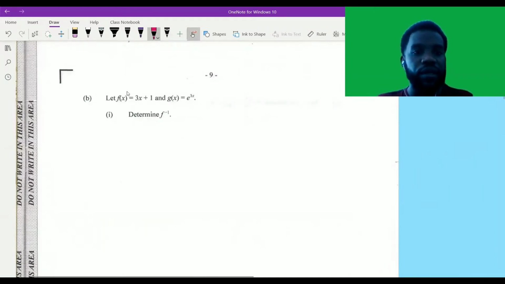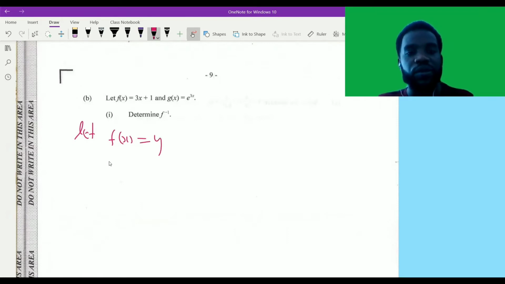It says f of x is equal to 3x plus 1 and g of x is equal to e to the 3x. Now, since no domain is given, we have to assume that the domain is actually the real number system. Find f inverse of x, which of course is not so difficult. Persons normally like to start by saying let f of x equal y. Nothing is wrong with that.